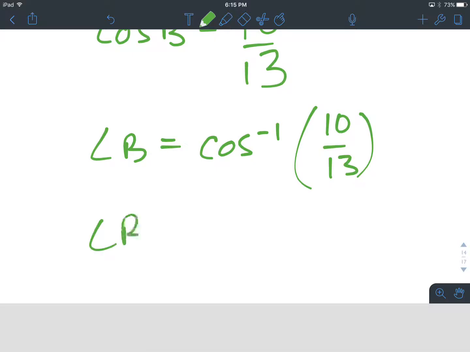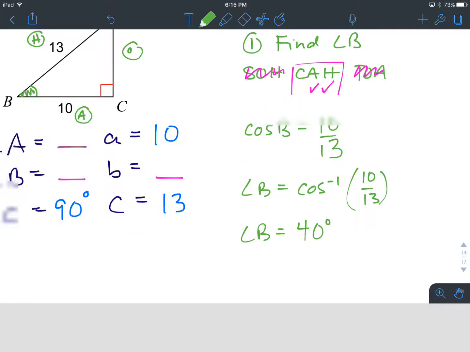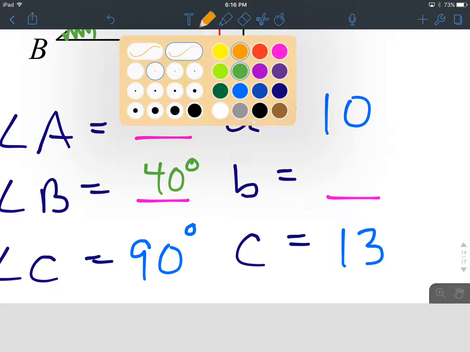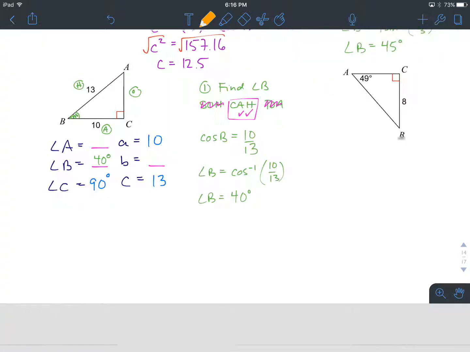And that is what I'm going to type into my calculator. So the second function, cos of 10 divided by 13, is going to give us 39.7. So we will round that to 40 degrees, and we'll put that into our table. 40 degrees. And let's go get angle A now, because that's pretty straightforward.